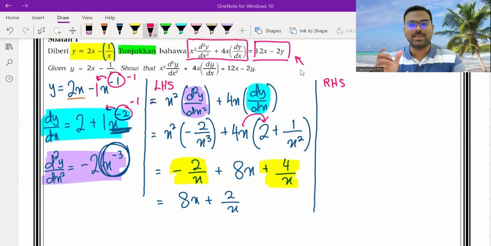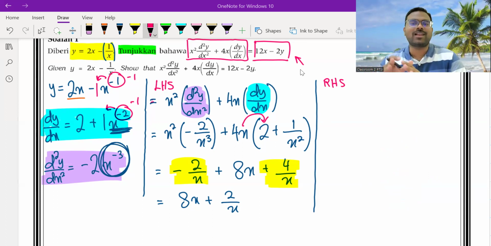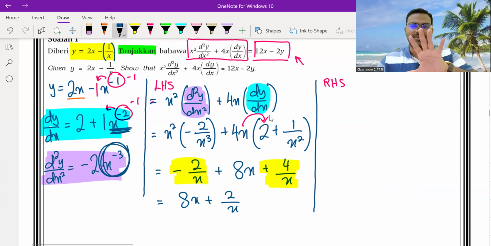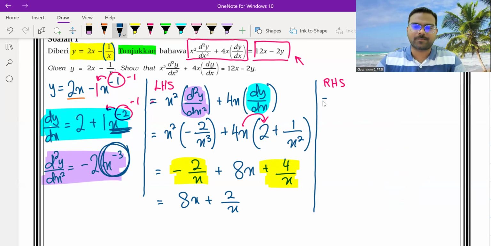Because right is also complicated. Nampak complex, am I right? So what we do is, kita substitute on the right hand side also. Okay, so left hand side calculation kita stop, just leave it there. Bukan salah, memang tepat, just leave it there. Now we do on the right hand side.